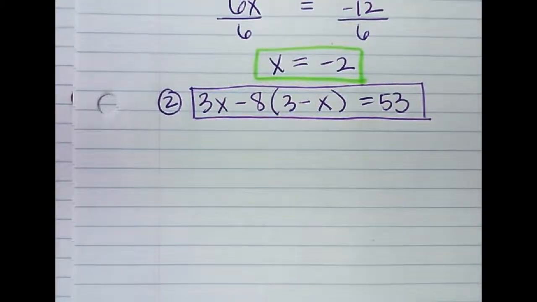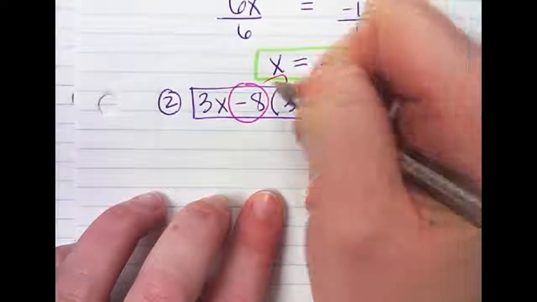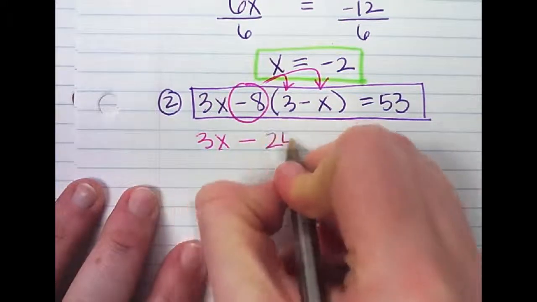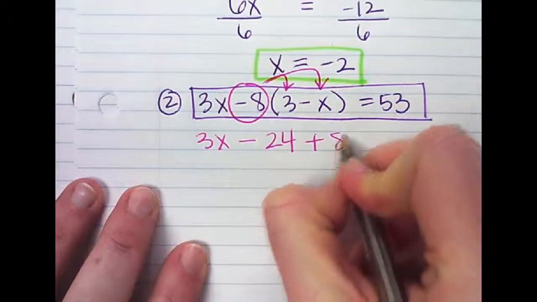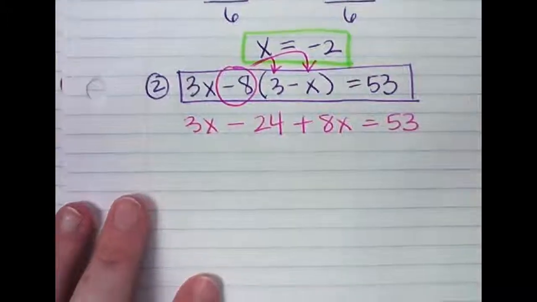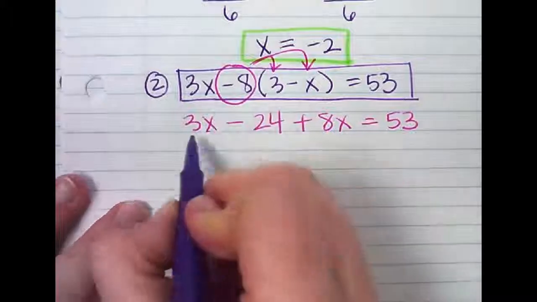Okay, what do you do first on this one? Yeah, distribute what? -8. So just, again, be careful here. So 3x minus 24 plus 8x equals 53. Combine like terms on the left.